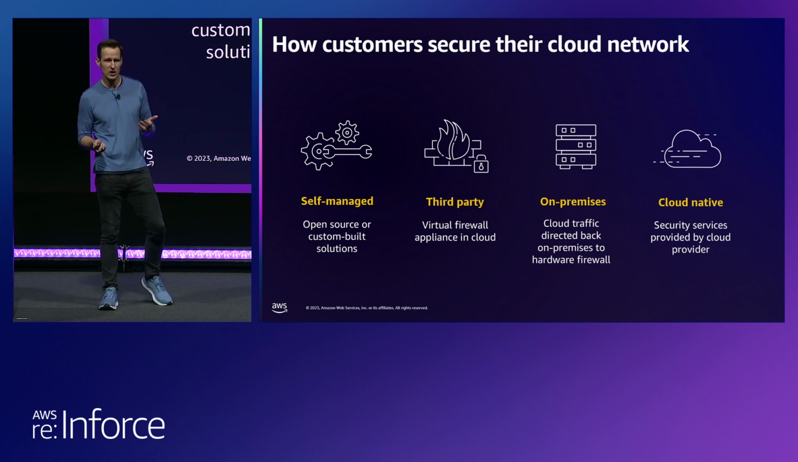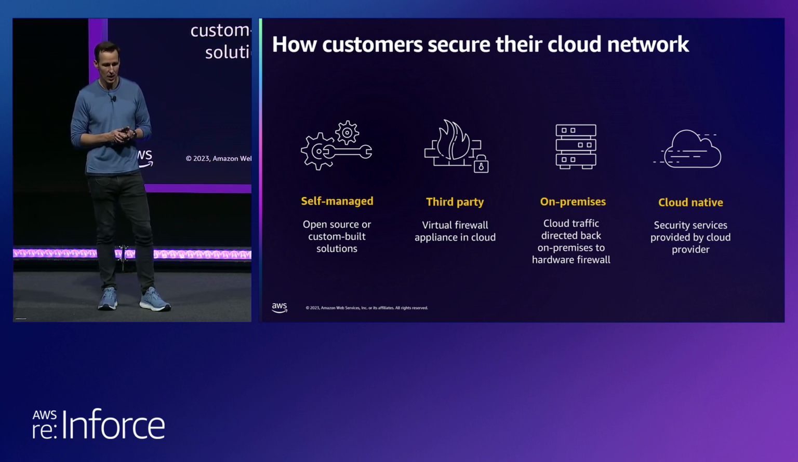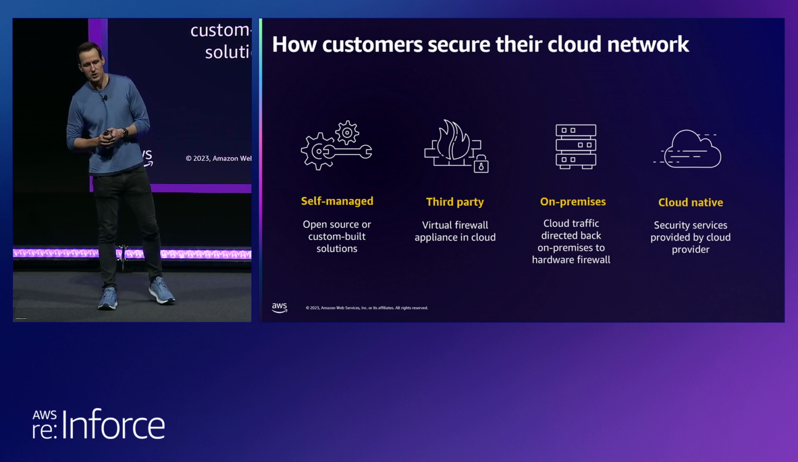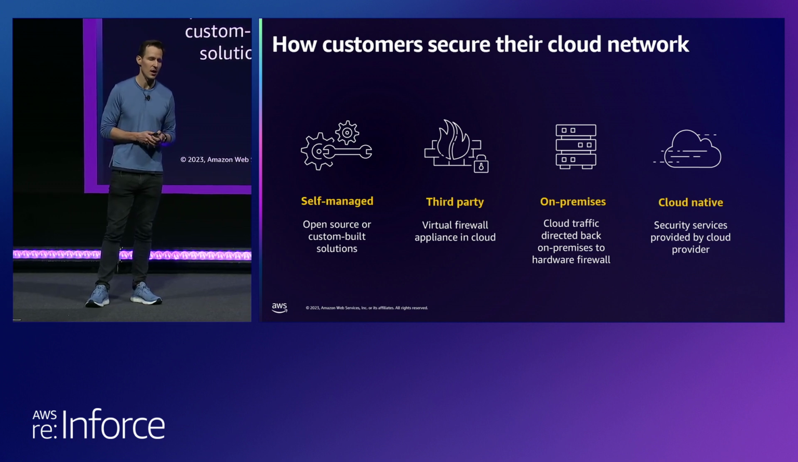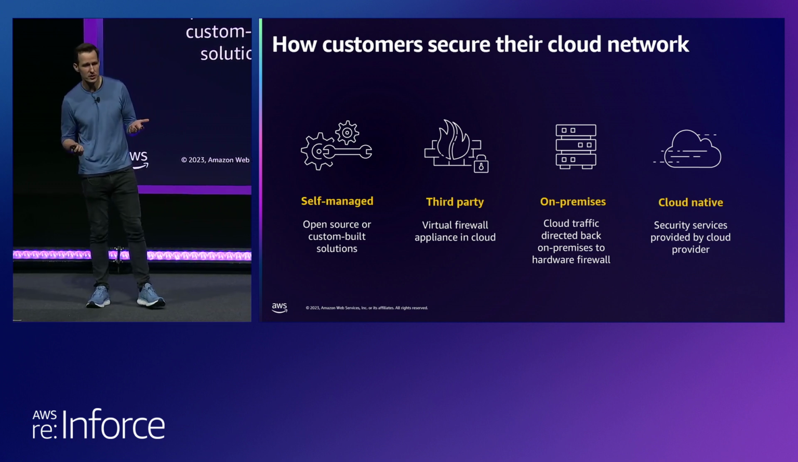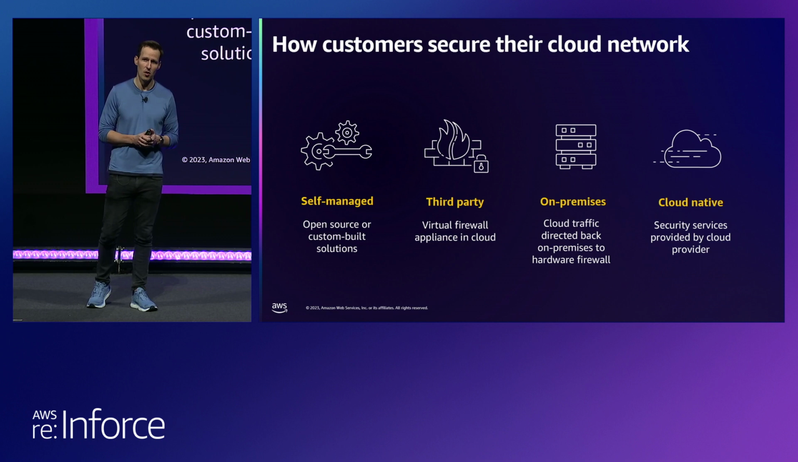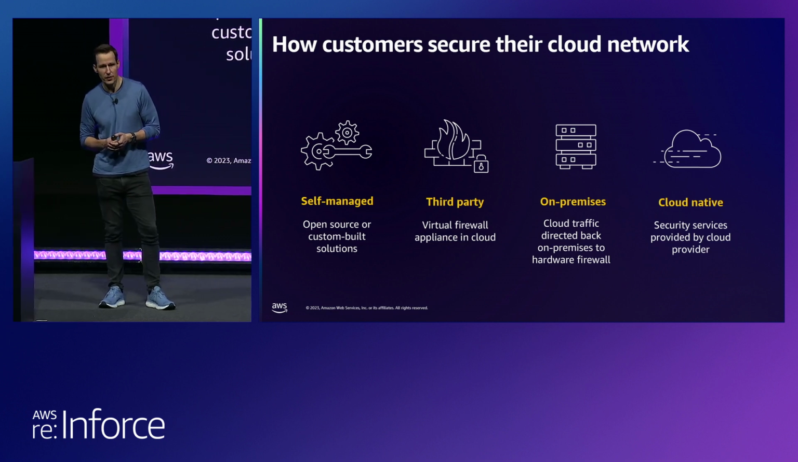Typically, customers are looking to move away from these types of self-managed solutions just because they're hard to manage at scale. And we also talk to customers who are using third-party solutions as well. So this would be, say, like a Palo Alto or Checkpoint or Fortinet VM series firewall. And they're using these to do similar things.